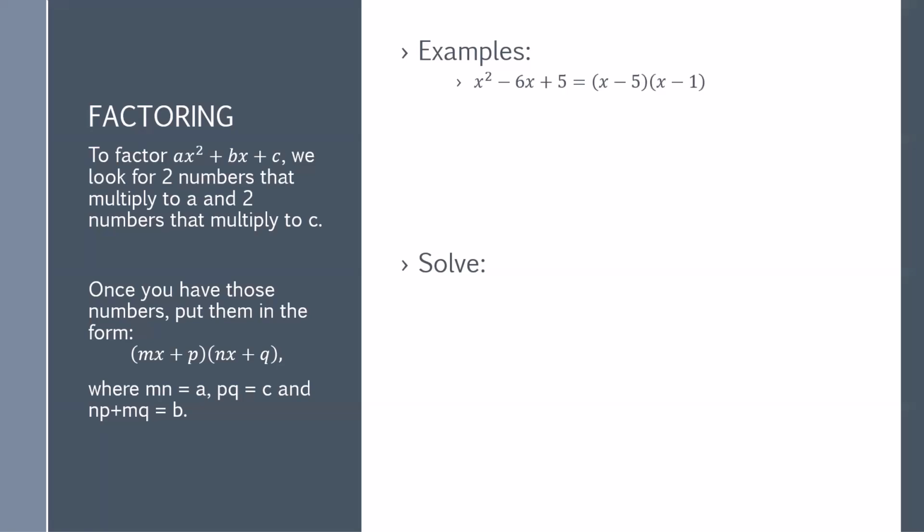As an example, x squared plus 6x plus 5, we see that our a is 1, which means our m and n are both going to be 1 as well. And our c is equal to 5. So we want two numbers that multiply together to give 5, but add together to get -6. Those numbers are -5 and -1. So our factors here are x minus 5 and x minus 1.